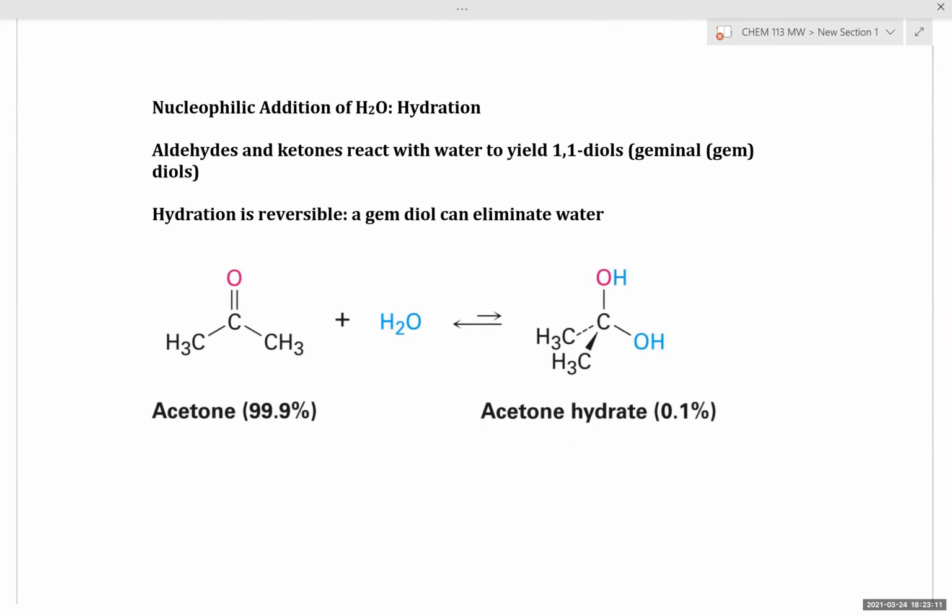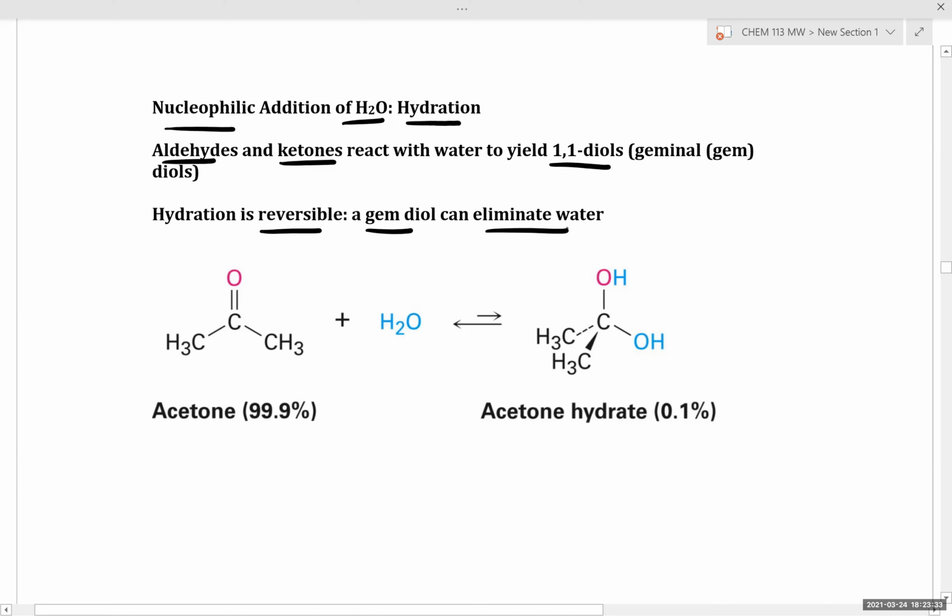Okay, so our first textbook nucleophilic addition that we've seen, and we've actually drawn the mechanism for it in the context of oxidation of aldehydes, is hydration, which involves the nucleophilic addition of water. So aldehydes and ketones react with water to yield 1,1 diols.